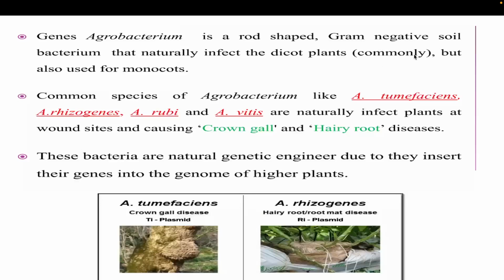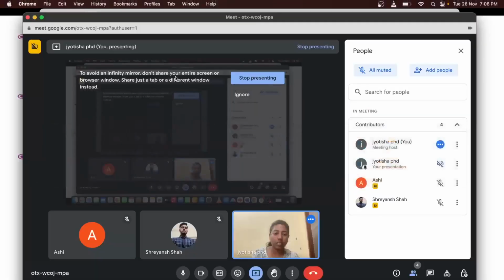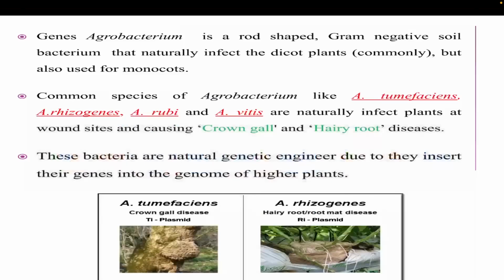Not monocot plants, but with different modifications it can be useful for monocot plants as well. After that, we can use Agrobacterium tumefaciens as a vector system for the transfer of any desired DNA into the plant system.